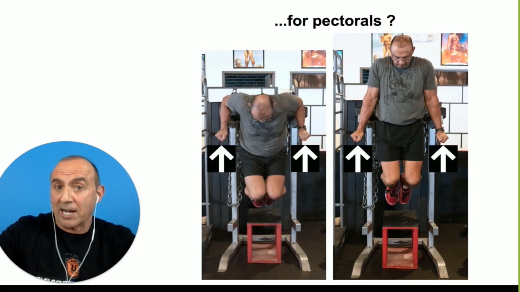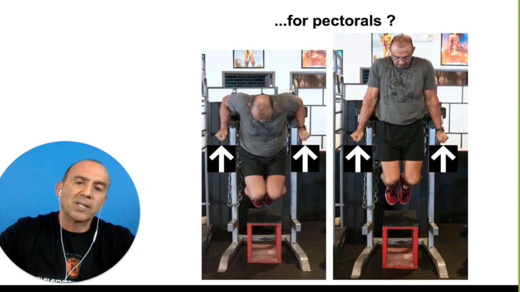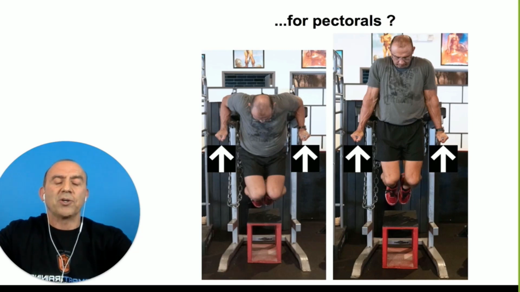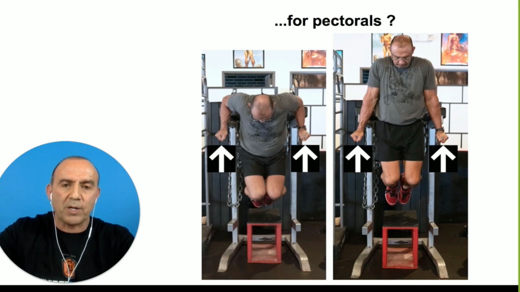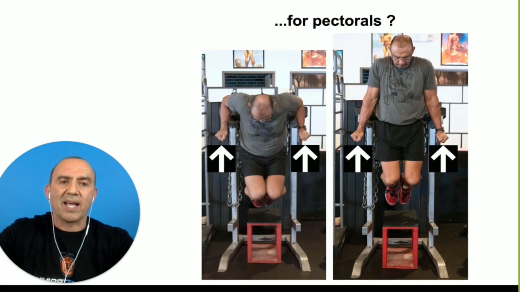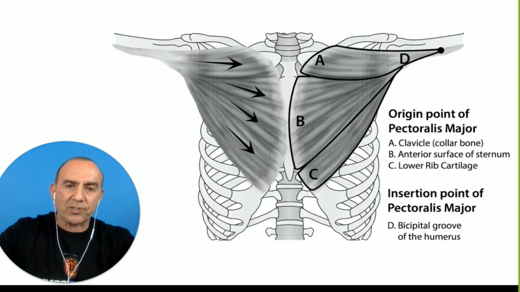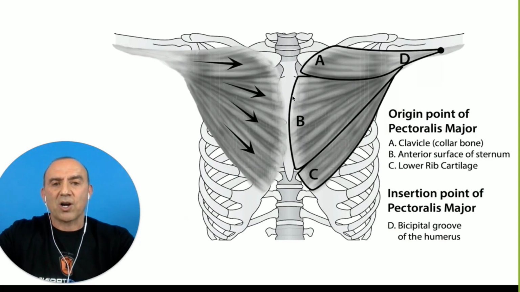Dips are for the pecs, I would say. Okay, let's look at it from... now what I want you to do is look at the distance between my hands in the down position and the distance between my hands in the up position, right? Same distance apart, okay? Here's the pectoral muscle. The origins are on the middle of the sternum. The insertion is out here.